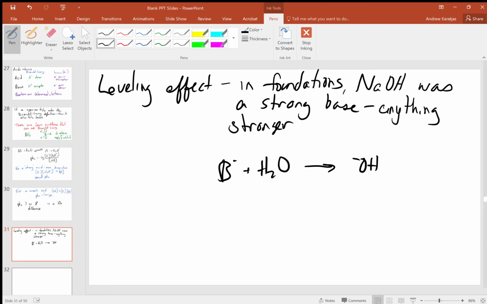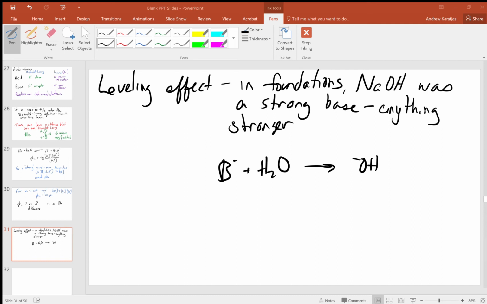So when it comes to things that take place in water, hydroxide is as strong a base as we can have. And again, that's because if you have a stronger base than hydroxide, it's just going to react to form hydroxide as soon as it gets added to water.